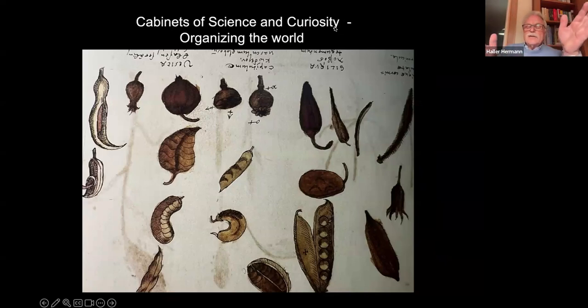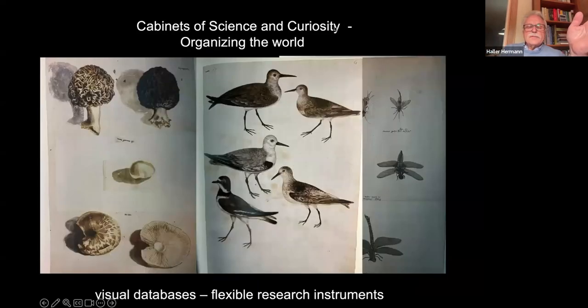And they tried in a way which is different from how we think about it to organize the work. Here you see mushrooms on the left-hand side and birds and insects together. So they use these drawings as science. These are visual databases. These are flexible research instruments. So they are not in books.